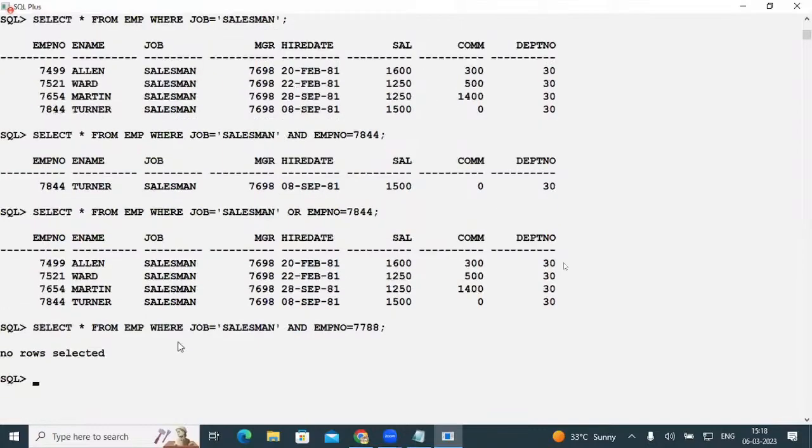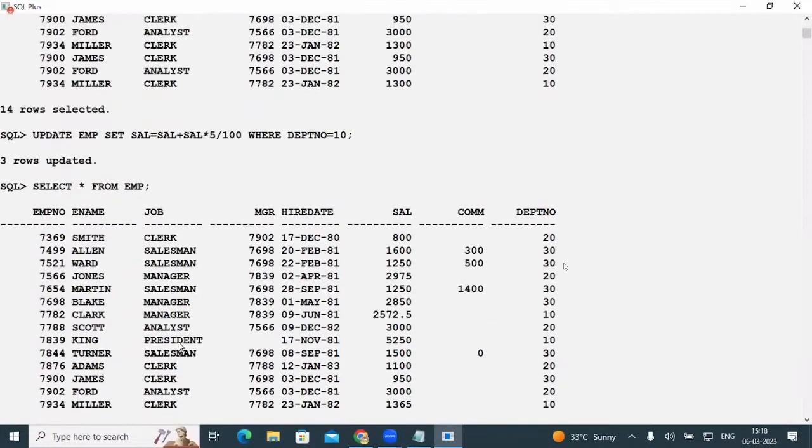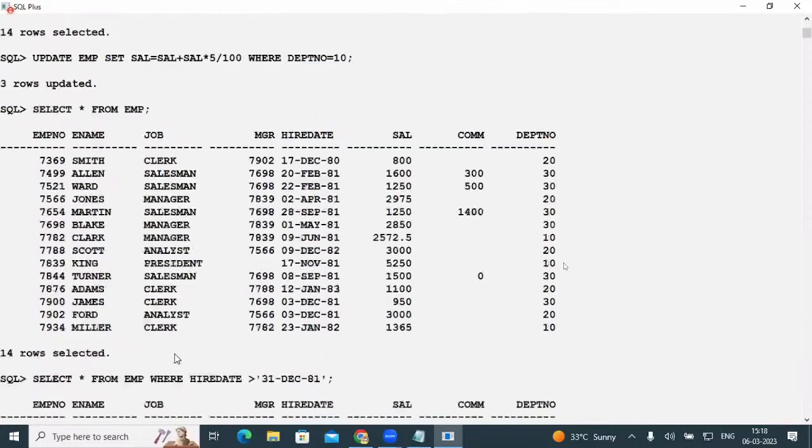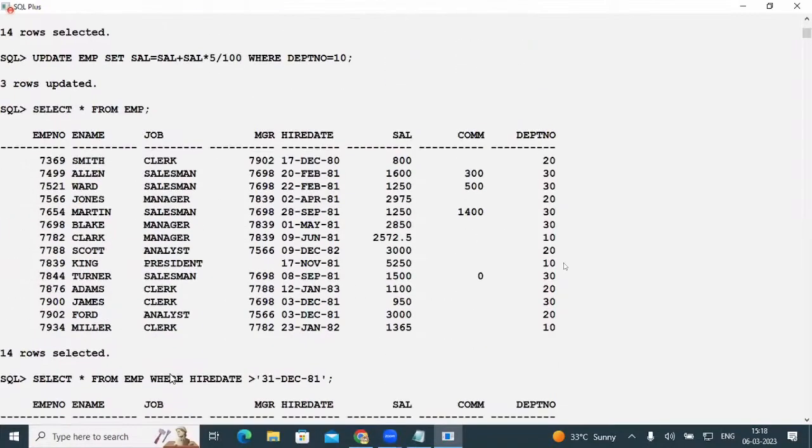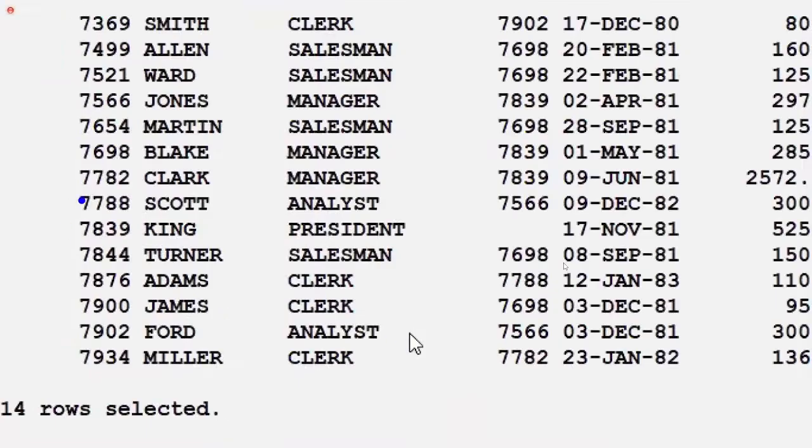Now you can see your entire table, you can come back. This is your entire table. Yes or no? In this entire table, I'm asking 7788, the same row. Which job? Analyst job. But my job is salesman. So that's why both are not in the same row. That's why the AND operator does not return any value.